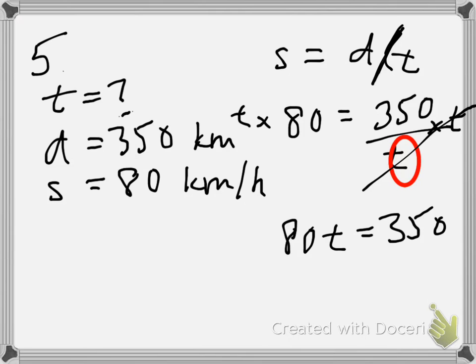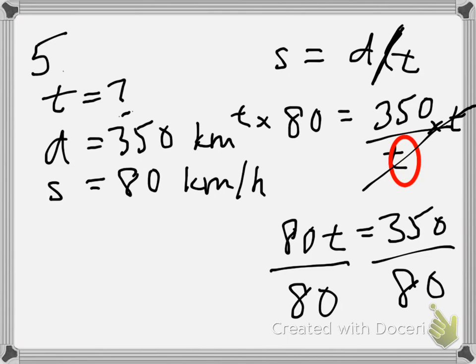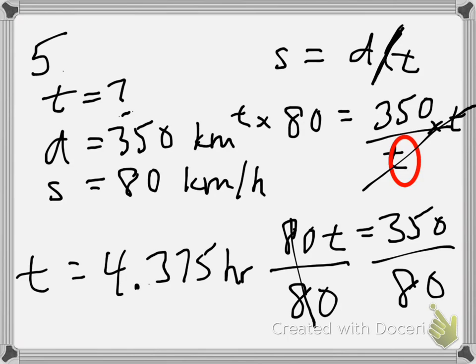Now, what's going on with our t? Well, right now it's being multiplied by 80. So if it's being multiplied by 80, we need to go ahead and divide it by 80. Whatever you do to one side, you have to do the other. That side cancels out. So you're left with t equals 350 divided by 80. So I'm going to put that into my calculator. 350 divided by 80. So you should get 4.375. And this was in kilometers per hour. So this is going to be 4.375 hours.